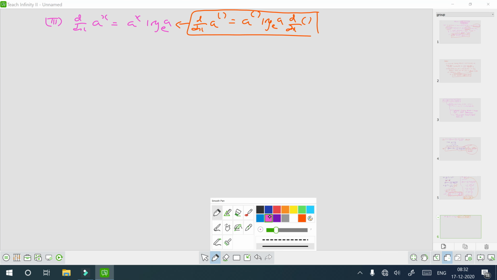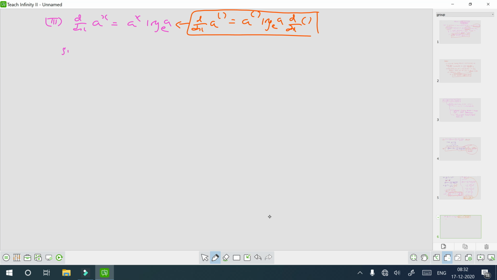Let's try to prove it. Suppose f(x) is equal to a raised to x. a raised to x is the exponential function.